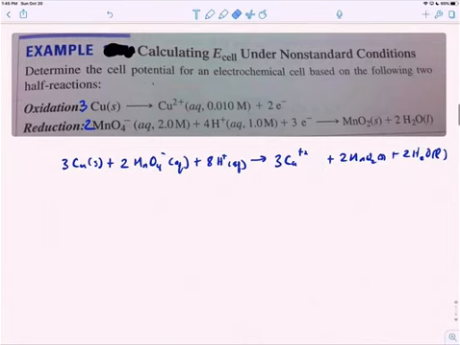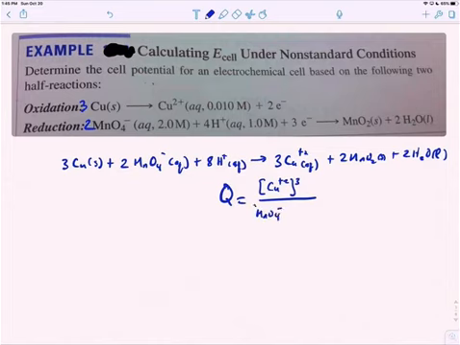I'll just make it prettier for you. And while I'm here, I might as well explain the Q. The Q is a reaction quotient. It's products over reactants. It's going to be copper 2+ cubed all over MnO4 minus squared, H plus to the 8th. So that is our Q from this.